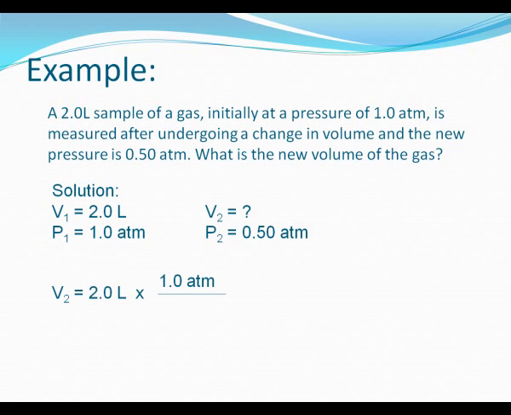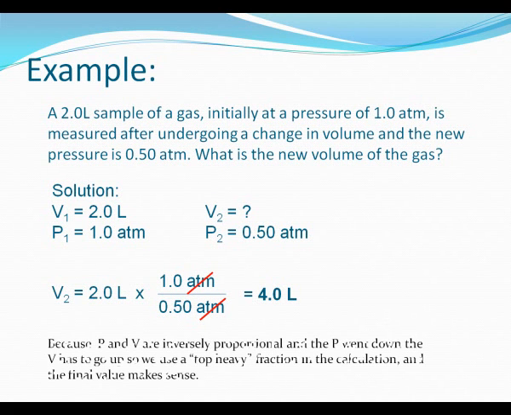So you make the fraction such that you have the larger number on top and the smaller number on the bottom, and we get the correct value of 4 liters. What we're saying is that because P and V are inversely proportional, and the P went down, the V has to go up, and so we use what we call a top-heavy fraction in the calculation. And then the final value, being larger than the original, makes sense to us.